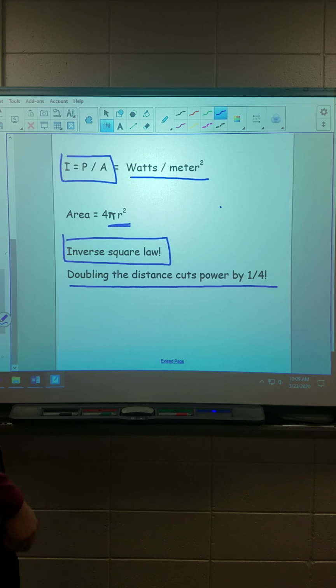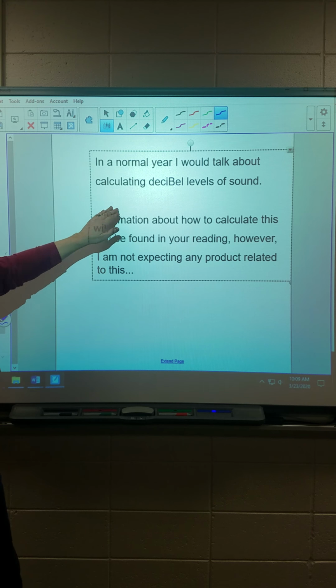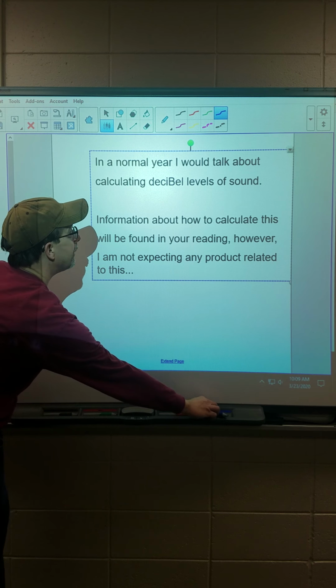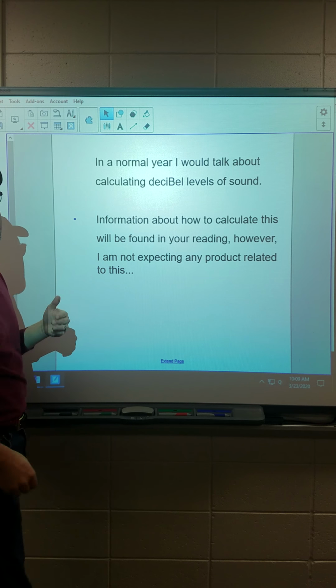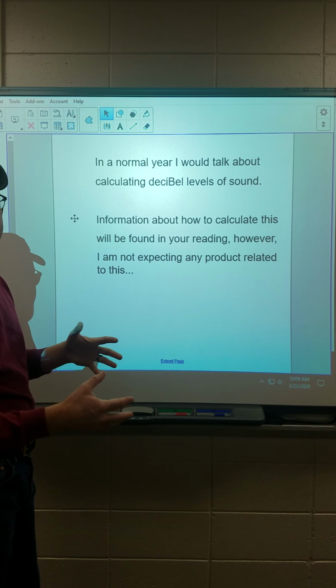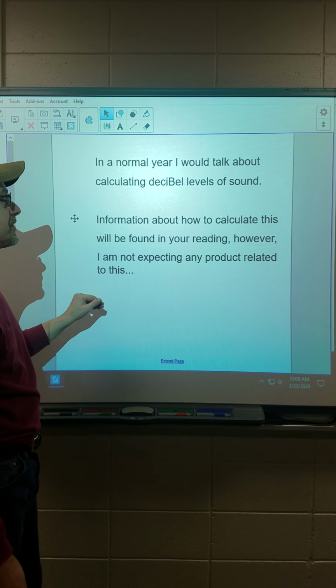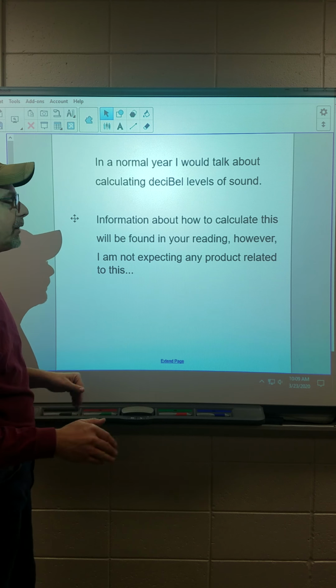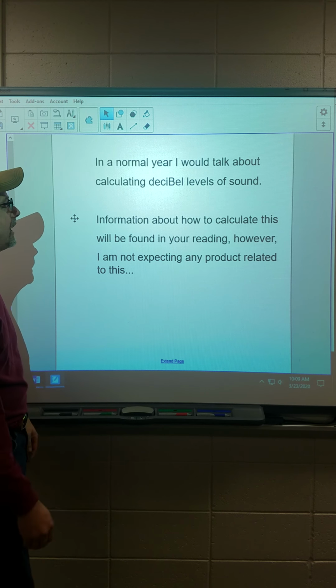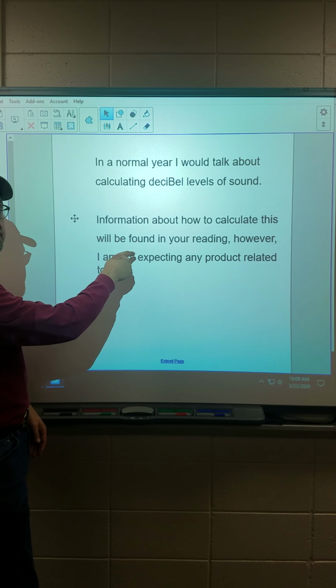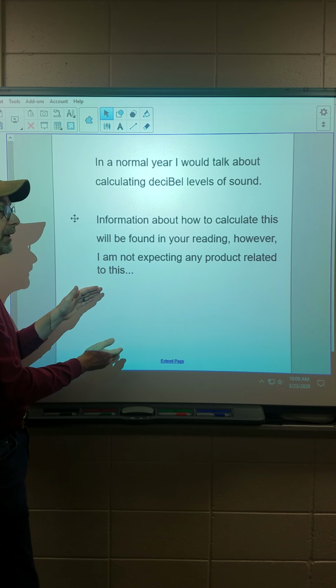Now, in an ideal world, we would relate this to the decibel level of sound. We're not going to get to that this year. That's kind of an added dessert that I can normally throw on there. This year we've got to be about getting through stuff. Information about this, however, is going to be found in your reading today.